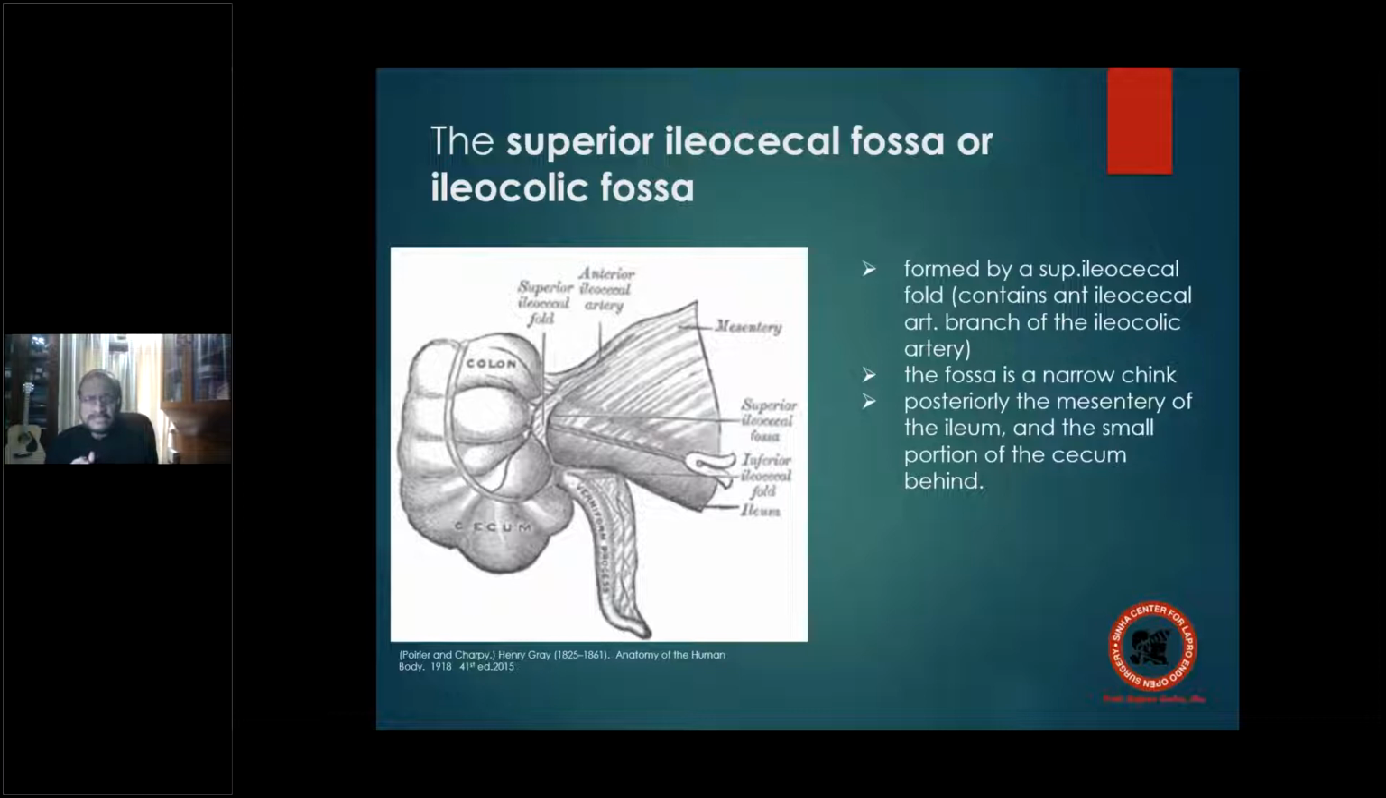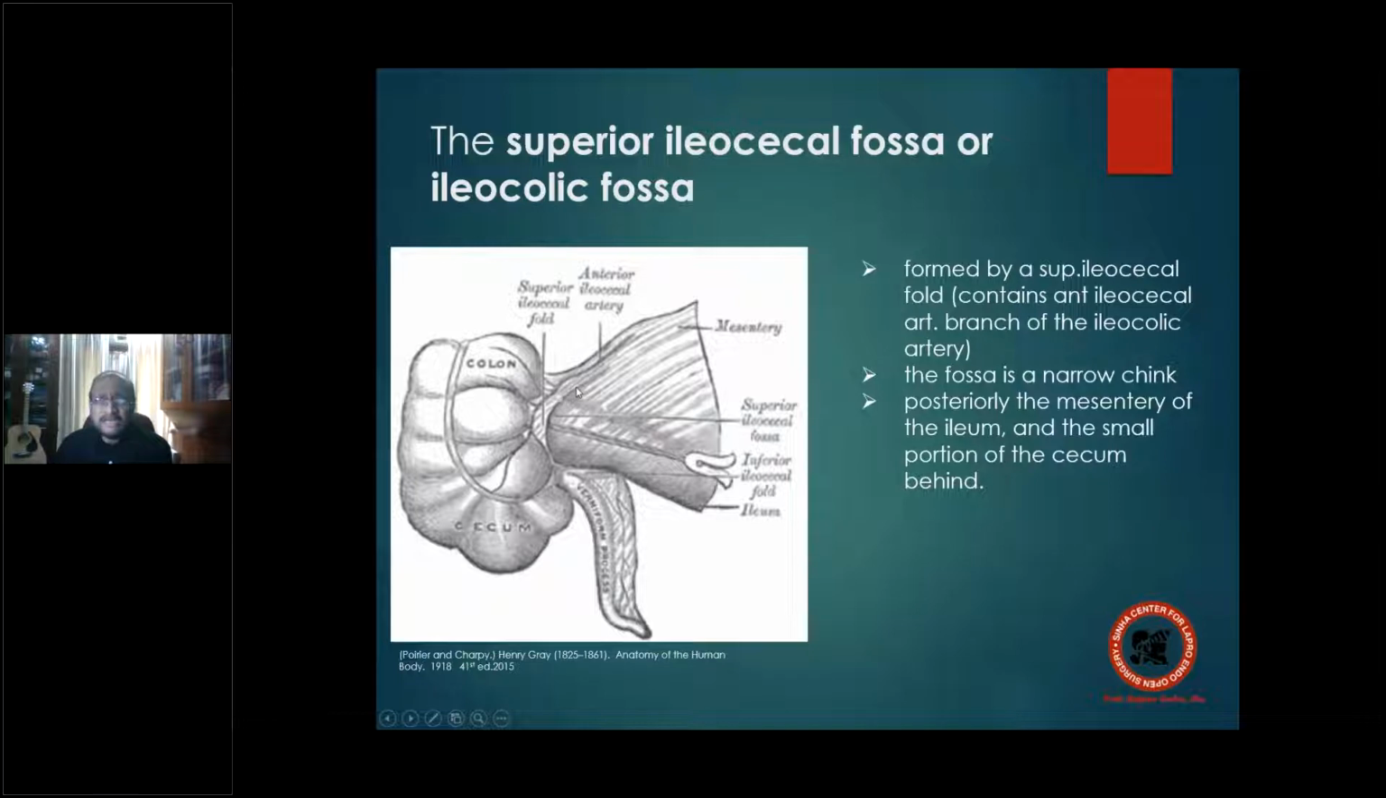The second and third are the ileocecal folds. So first let's come to the superior ileocecal fossa. If you see this fold, a very clear-cut fold, you've got the mesentery of the ileum, and you've got the medial boundary of the cecum. There's the cecum, you've got the appendix, and you've got the mesoappendix. So this is basically a fold which is containing the anterior ileocecal artery. See the anterior ileocecal artery?